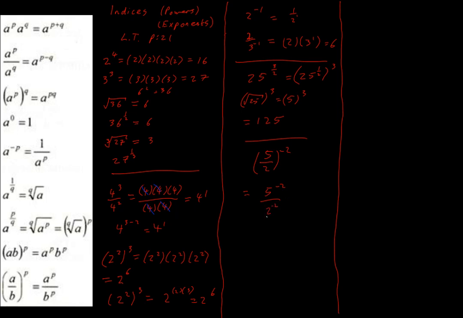Now I can see I have negative powers, which means that I am going to move the 5 down and the 2 up. So I end up with 2 to the power of 2 all over 5 to the power of 2. So I end up with 4 all over 25.